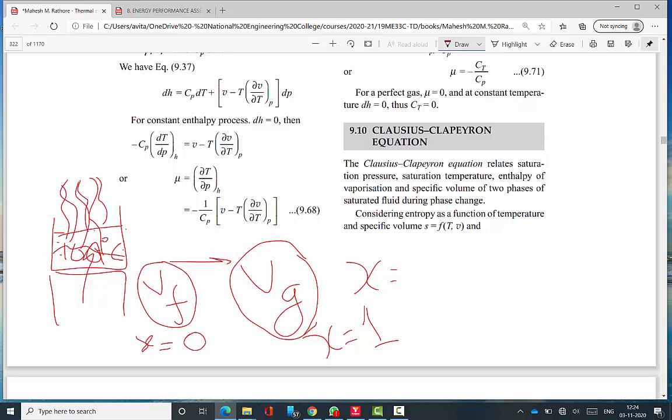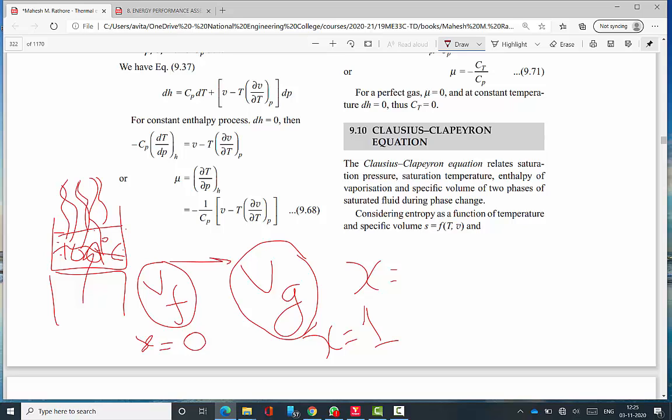But we must know the saturation temperature and saturation pressure: the phase change temperature and phase change pressure. During the phase change process we also supply some amount of heat, which is named the enthalpy of vaporization. That heat is used to change the phase from one phase to another. The specific volumes Vf and Vg, for the two phases, we must know. Then the Clausius-Clapeyron equation relates Vg, Vf, enthalpy of vaporization, pressure and temperature.